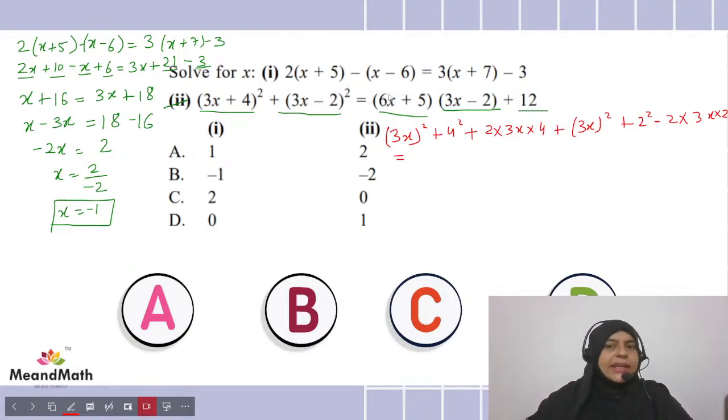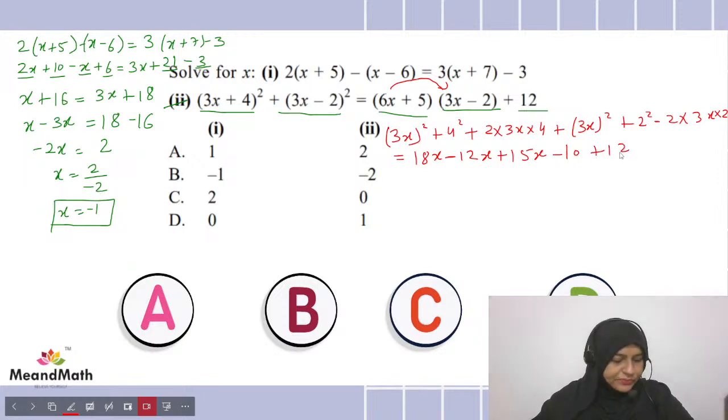So let's multiply it. 6x plus 5, 6x multiplied with 3x is 18x, 6x multiplied with 2 is 12x, it is 15x, and it is minus 10 plus 12. Correct? Try to solve it. It looks typical, but it is not. Okay?